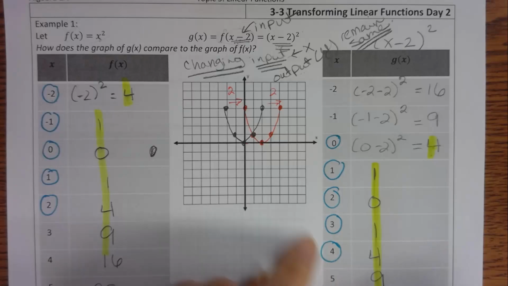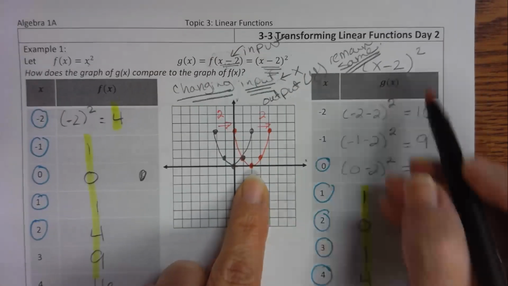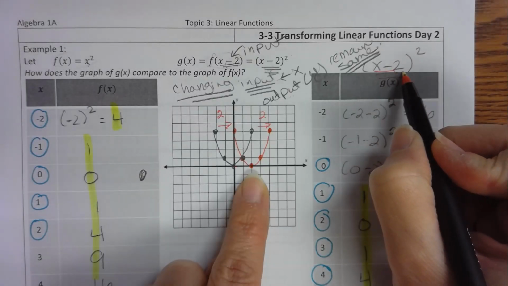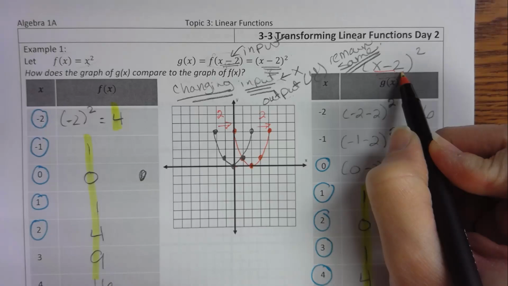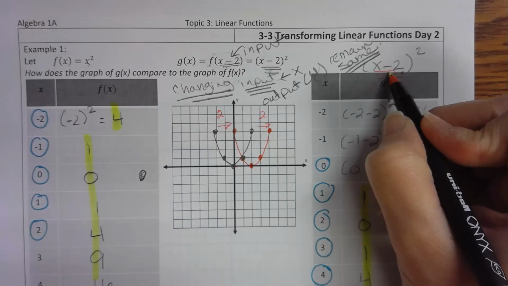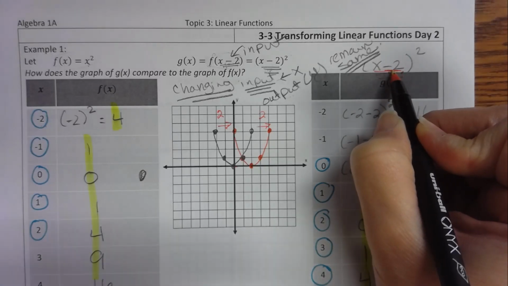Okay, well, wait a minute. Let's look and compare that to the equation. Okay, look. The equation says x minus 2, but we went right by 2. Yes, we will go right by 2. So when the input changes, it actually works opposite of the way your brain wants to think. So for the horizontal translations, if it says -2 on the inside, you're actually going to go right 2.